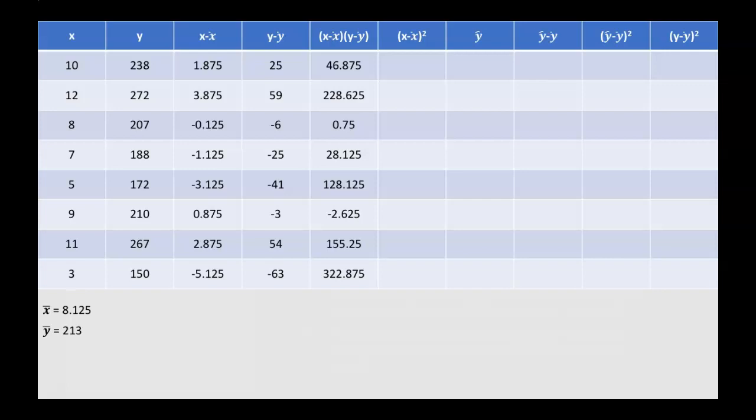Now, once we have all of those figured out, we can move on to our x minus x bar squared. So we have all of our x minus x bars in our third column. We need to square those values. So 1.875 squared, 3.875 squared. And what's important here is that you should not have any negative values in this column, because by squaring a negative number, you get rid of the negative, right? So we had negative 0.125 in the third row. When we squared that, it became a positive 0.016.